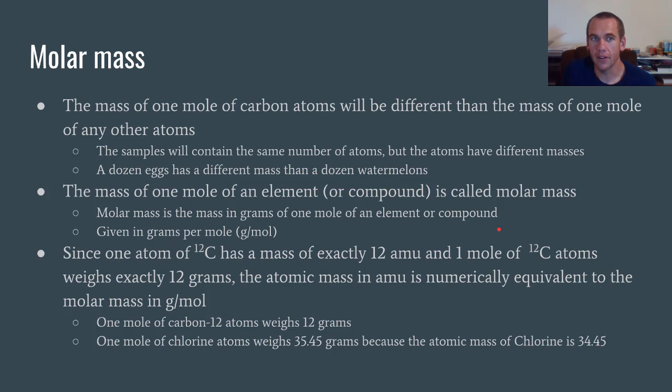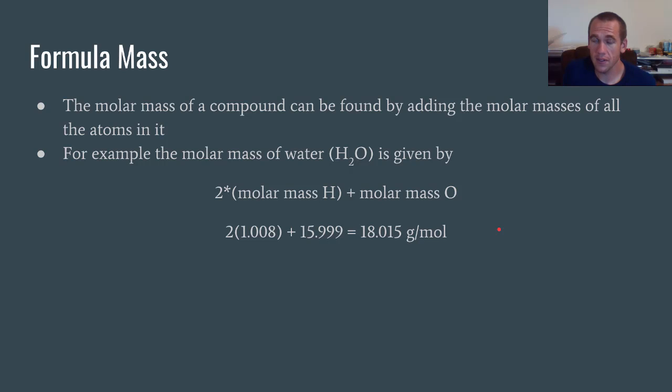Now, there's also such a thing as formula mass. Formula mass is the molar mass of a molecule, which is given by its molecular formula. So to do that, you just have to add up the individual masses of everything in there. That doesn't mean for H2O we're going to add hydrogen and oxygen. It means we're going to add 2 hydrogens to oxygen, because there are 2 hydrogens in the molecule. So the formula mass is given by adding up the molar masses of all the atoms in the compound.